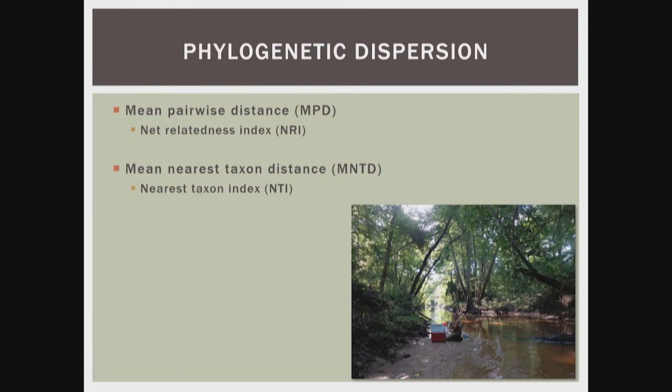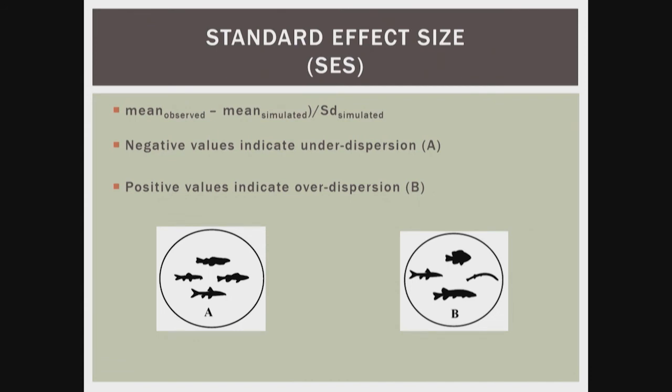And then I also want to look at phylogenetic dispersion. So I'm using the mean pairwise distance. So that's just the mean phylogenetic distance between every single individual and the average of that for that assemblage. And then mean nearest taxon distance, which is the minimum distance between a species and all the species in that assemblage.